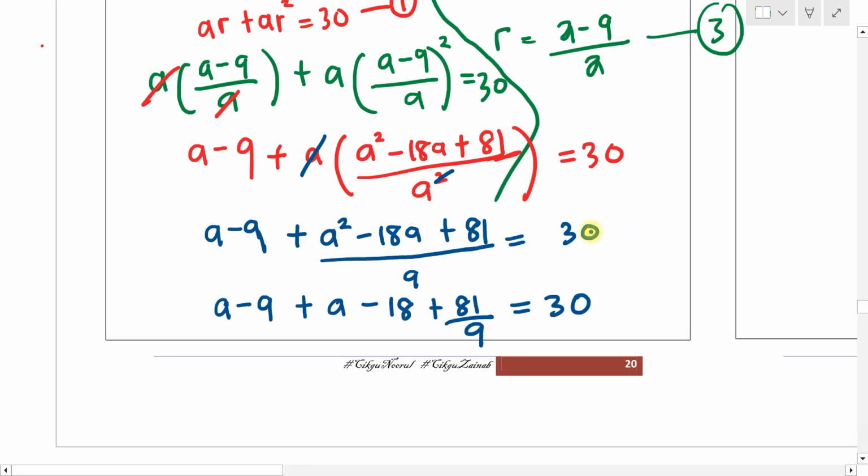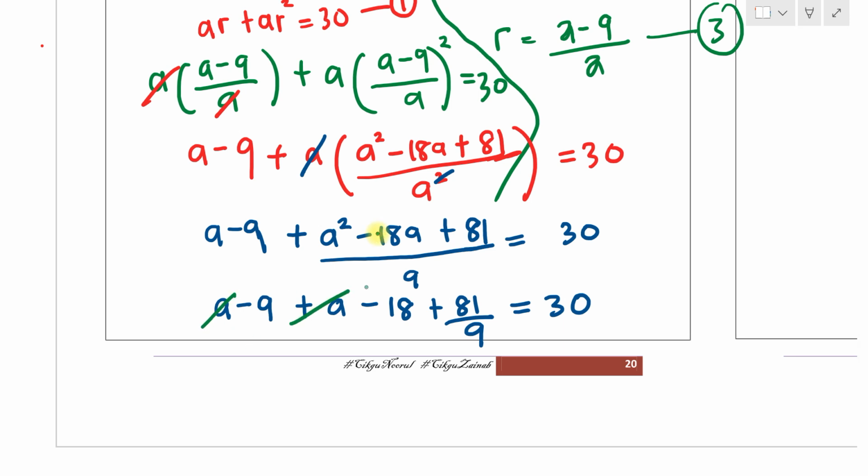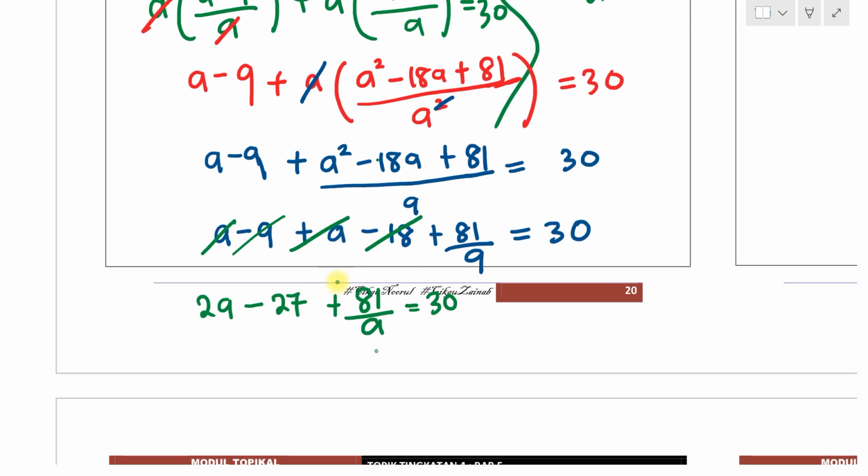My Microsoft Word. Okay, now get ready. We prove this. A plus A is 2A, and minus 9 minus 18 is minus 27, plus 81 over A equals 30. Now take that negative 27 over there. 2A minus... sorry, here should be 81 over A equals 30 plus 27, 57.